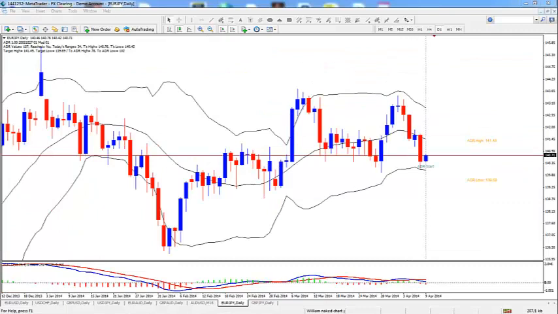Okay, traders, we're now taking a look at the Euro Yen. Now, the Euro Yen's average daily range is 107 pips, and today it's only moved 34 pips since the market opened today, which I look at as the Tokyo Open. So let's take a look at this.